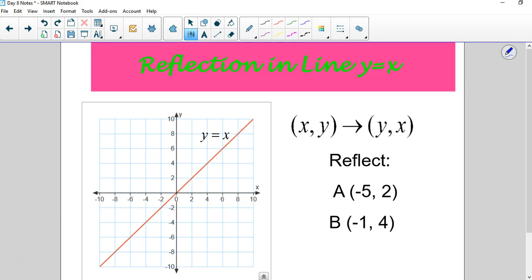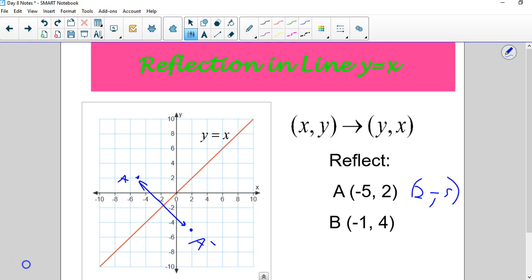So reflect A, negative 5, 2. So negative 5, 2. That's great. It has to be in the middle. So negative 5, negative 5, 2. So A is right there. If I was going to change that, it's going to end up at 2, negative 5. So positive 2 down here, negative 5. And you can see if you looked at it in a weird way, it is diagonally flipping across that line.